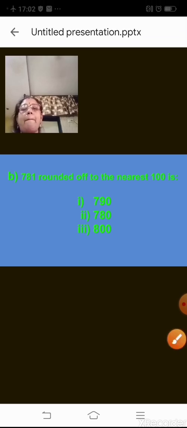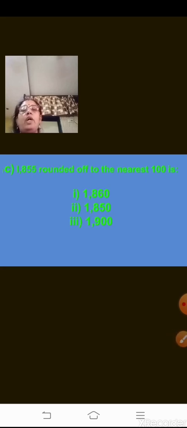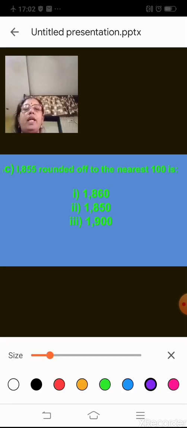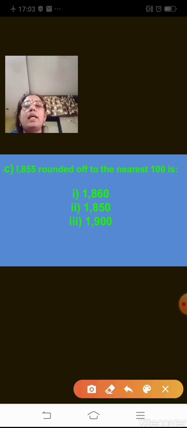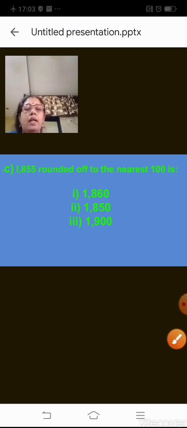Coming to the next. Okay, now 1,855. You have to round off the number to the nearest 100. Now here 100 means you will underline the number 8. Now you will see the number in the tens place. What is the number in the tens place? It is 5. Correct? So it is 5 means you will add 1 to the number in the hundreds place. So 8 plus 1 will become 9. So while rounding off, your number becomes 1900. So your answer is 1900.